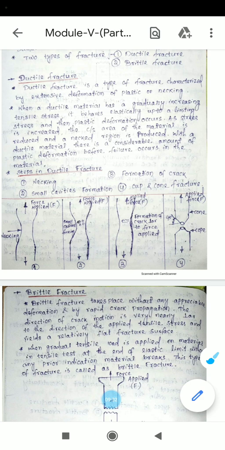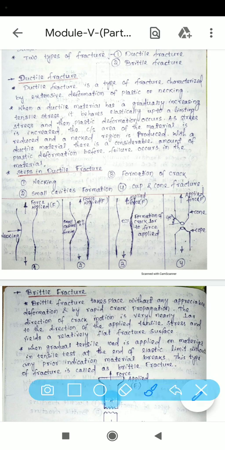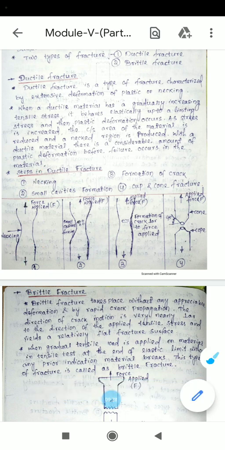So there are steps in ductile fracture. There are four steps: first one is necking, second one is small cavities formation, third one is formation of crack, fourth one is cup and cone fracture. So this one is your first figure. Whenever a force is applied, means tensile loads are acting, then necking forms. See the figure, the neck forms here.